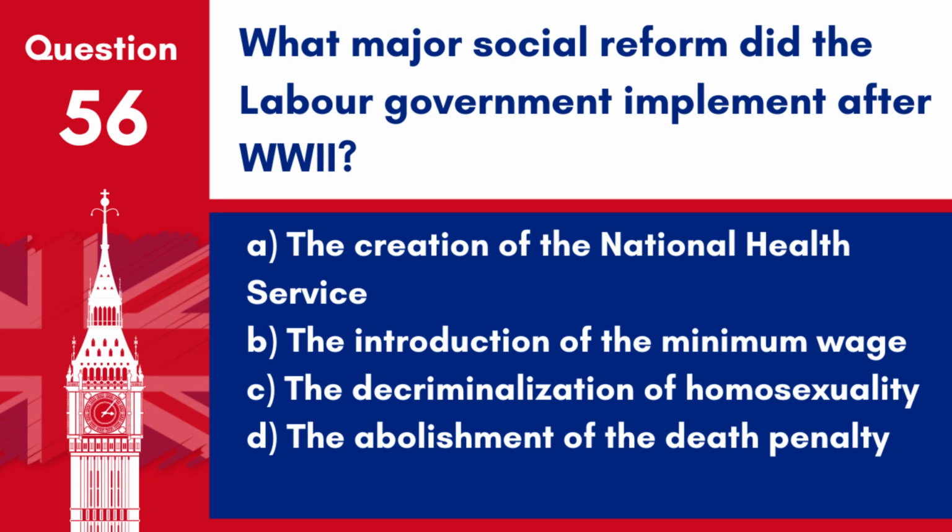Question 56. What major social reform did the Labour government implement after World War II? A. The creation of the National Health Service. B. The introduction of the minimum wage. C. The decriminalisation of homosexuality. D. The abolishment of the death penalty.